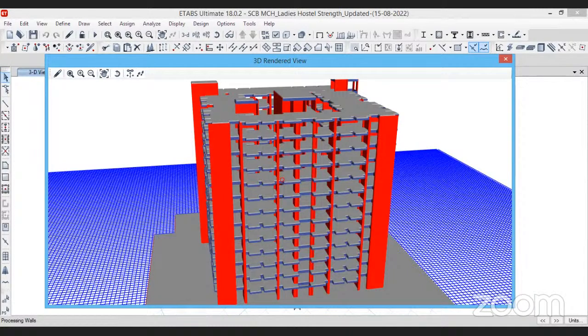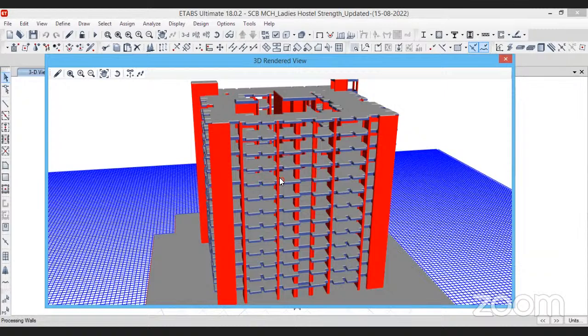Because my RAM is very slow, it is getting stuck. I'm just showing the plugin of the software. Once you enter into Revit, I'll show you the complete modeling. Okay, done, sir. Anything else you have?